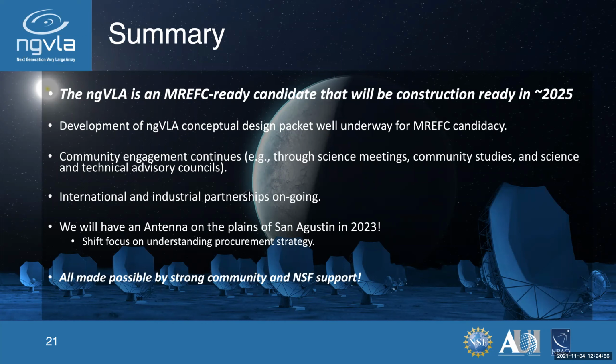We're in the development of the conceptual design packet, which is for MREFC candidacy. We continue to be engaged with the community through our meetings, community studies, and advisory councils. International industrial partnerships are ongoing. And we will have an antenna on the plains of San Agustin in 2023, which is very exciting. This has all been made possible by very strong NSF support to date, something like, I think, on the order of $40 or $50 million. So that's where we are, that's where we're going, and we're hoping you all want to come along for the ride.